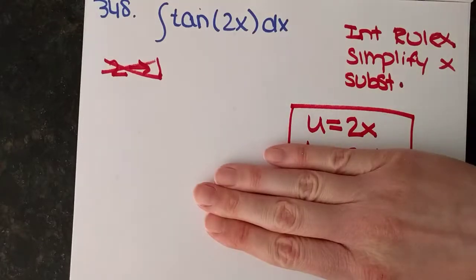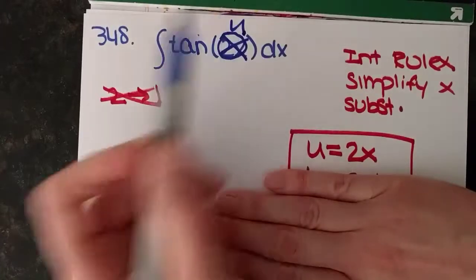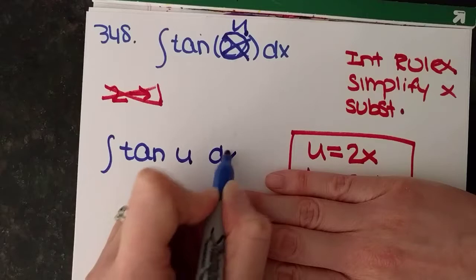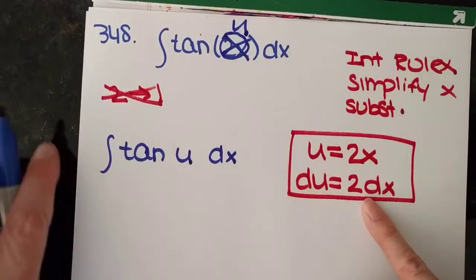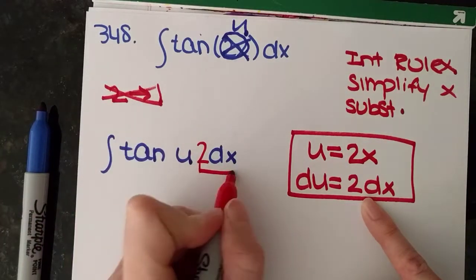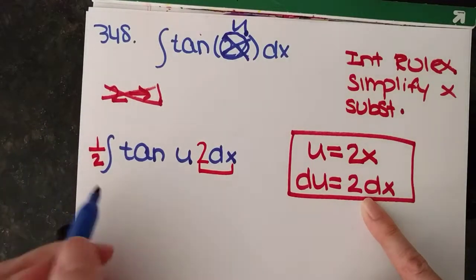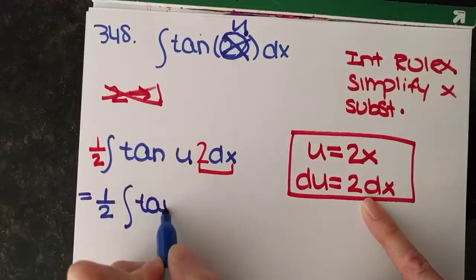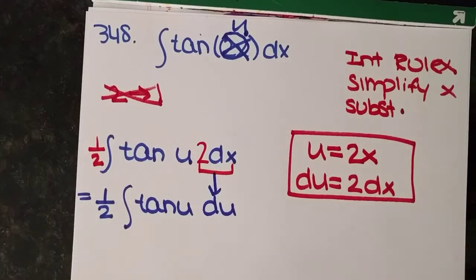So first thing, I'll look at my u and say that all of this 2x business is going to become a u. So this will leave me with tangent of u dx. Now if I look at my du definition, I see that I need to multiply dx by a 2 to get du. So if I multiply dx by a 2 to get the 2 dx, I have to divide by a 2 to balance that out. So that's going to give us 1/2 integral tangent of u is still there, and then du is coming from this 2 dx.